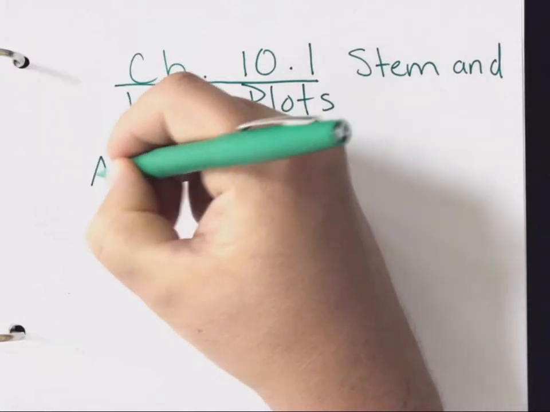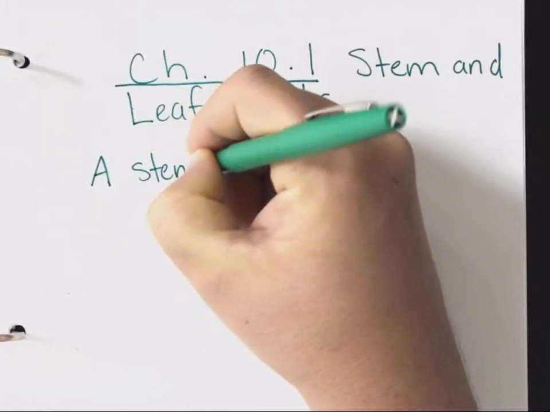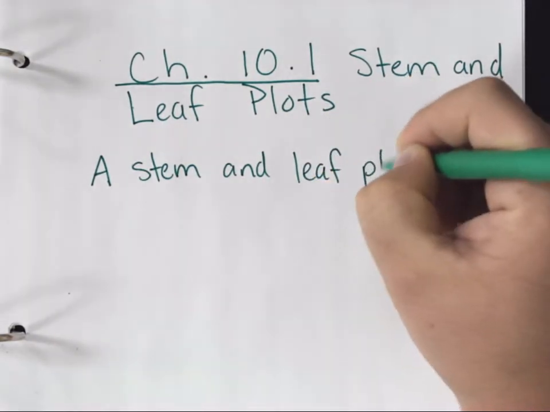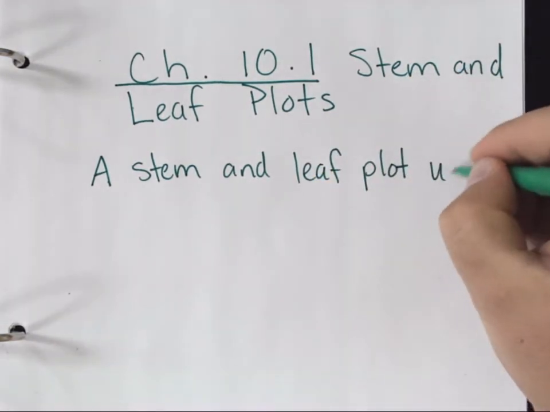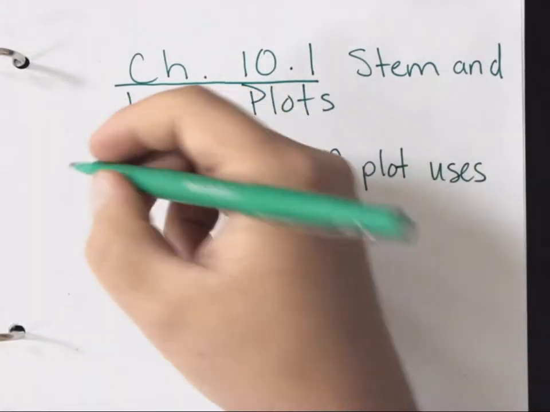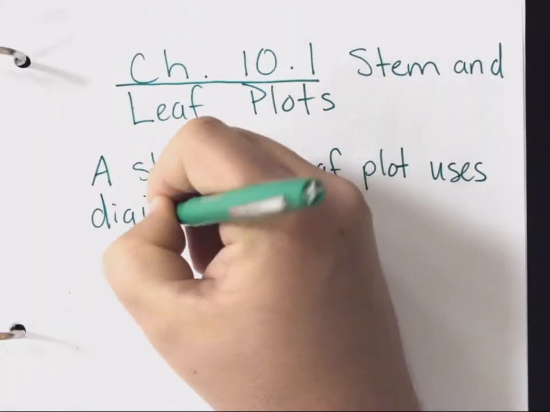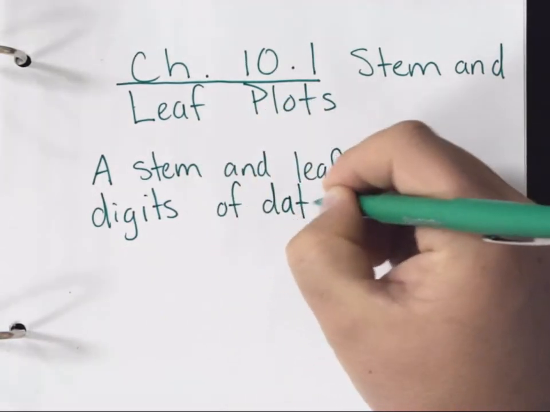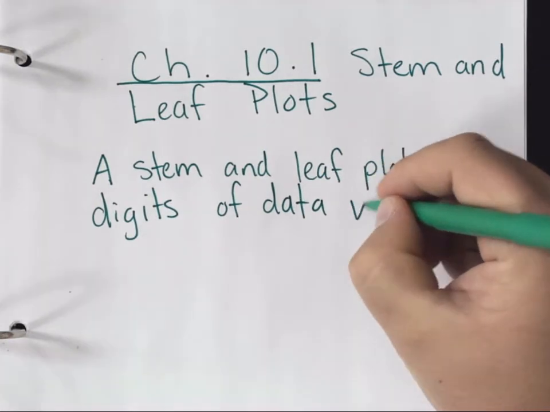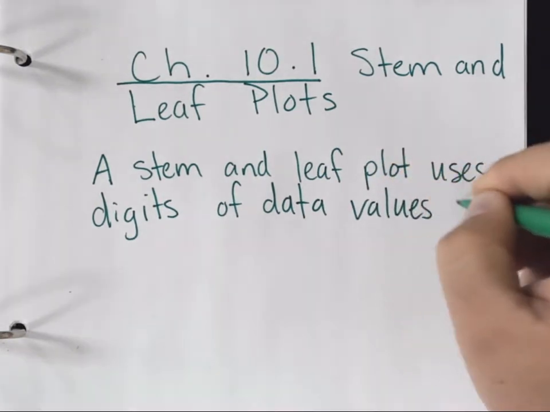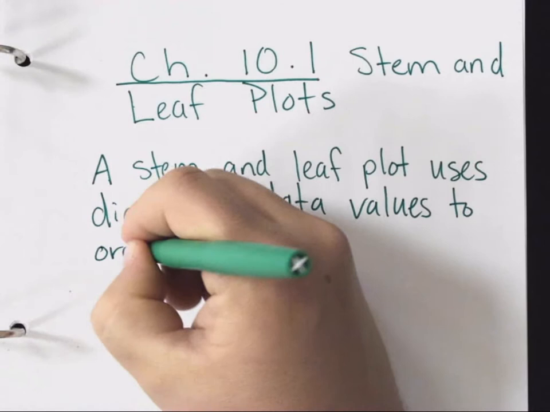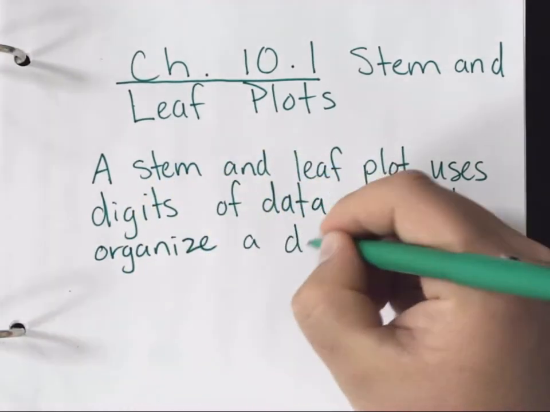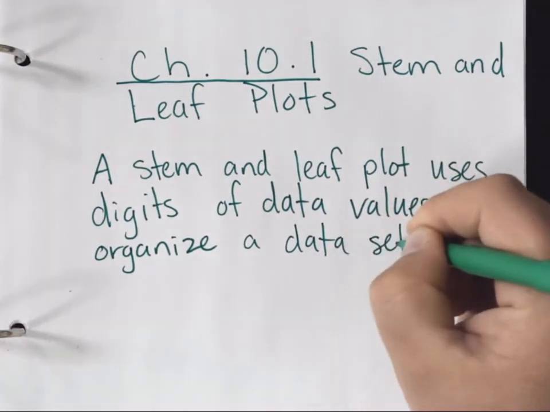A stem and leaf plot uses digits of data values to organize a data set.